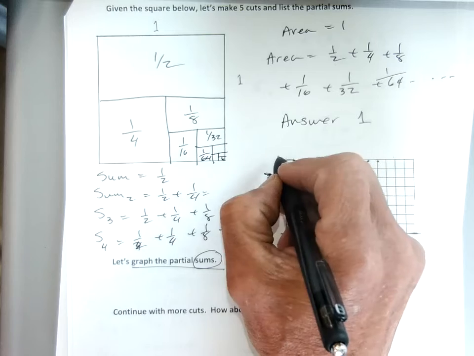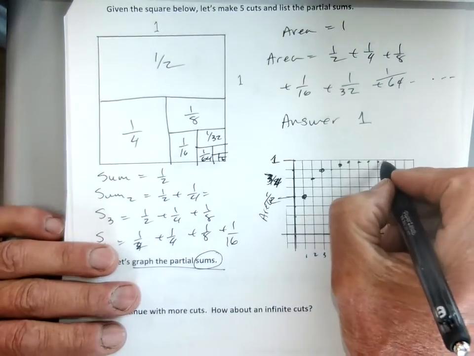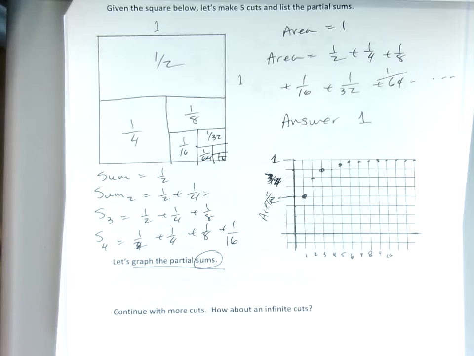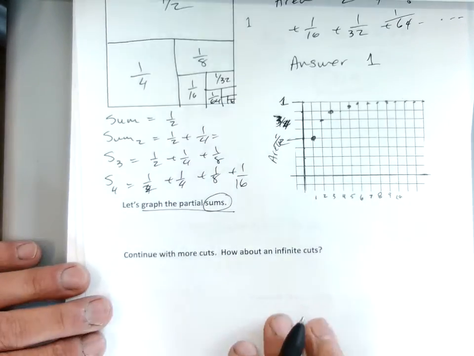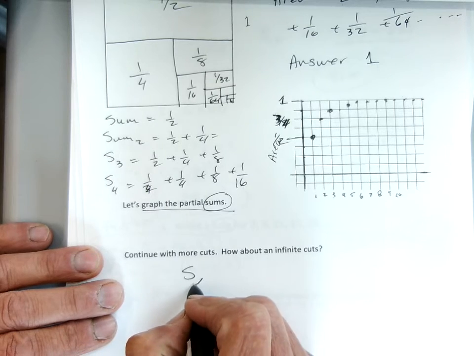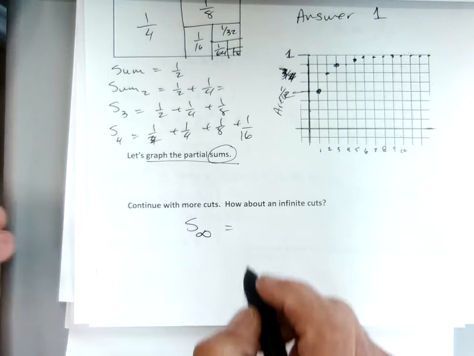And so if this is the area of 1, I keep getting closer and closer to the area of 1. It just proves another way that if I keep going, you get closer and closer and closer to 1. Okay, that's a graph of the partial sums, okay? So how about the infinite cut? Well, we know the infinite cut, that the sum to infinity, okay, put that down. The sum to infinity is 1.